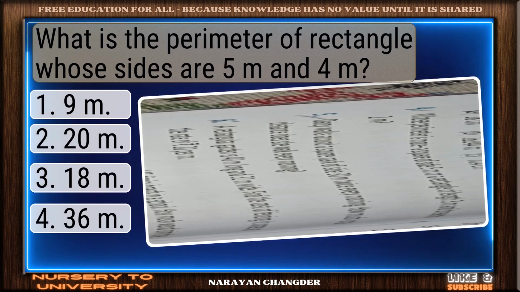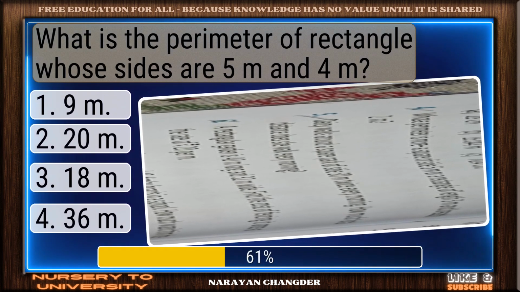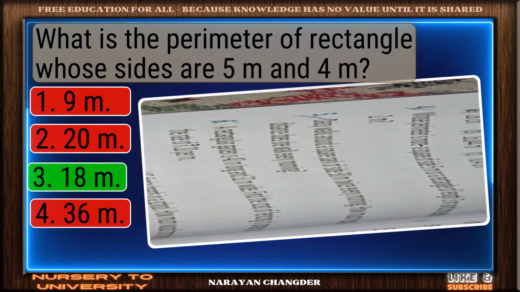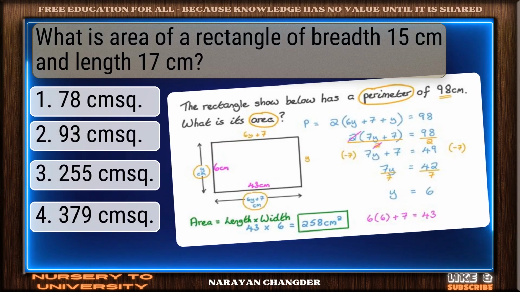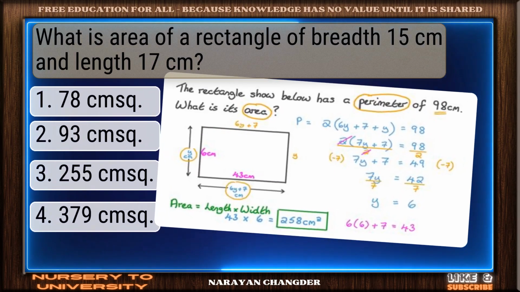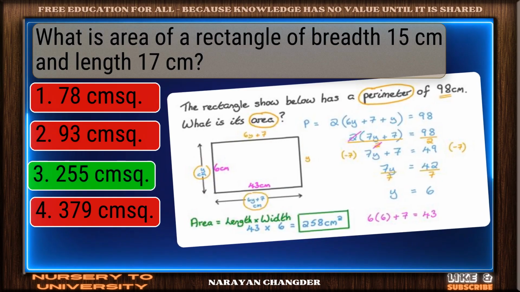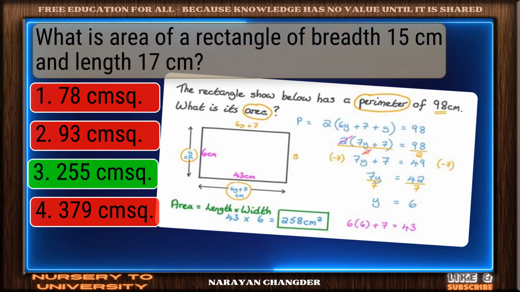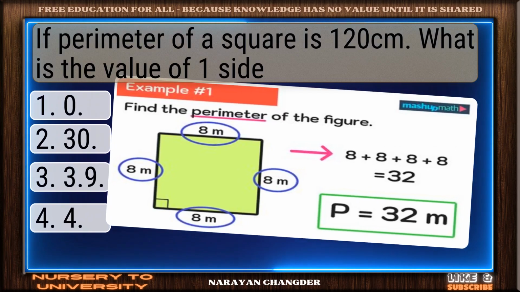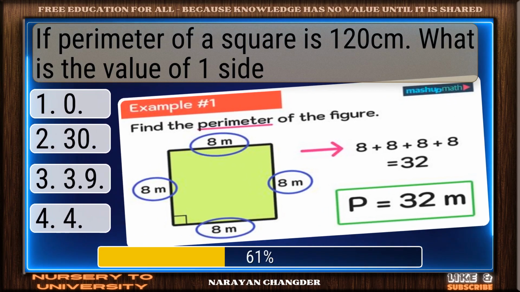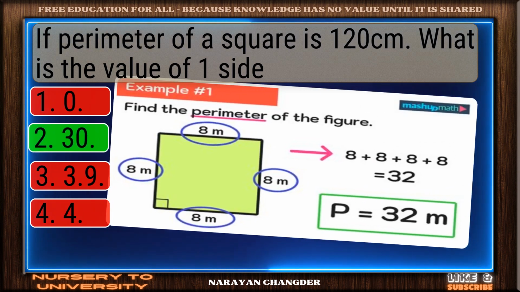What is the perimeter of a rectangle whose sides are 5 mm and 4 mm? Solid response. 80 mm is a valid choice. What is the area of a rectangle of breadth 15 cm and length 17 cm? Excellent. 255 cm square is a brilliant choice. If the perimeter of a square is 120 cm, what is the value of one side? Exactly. 30 makes sense and it is the right choice.